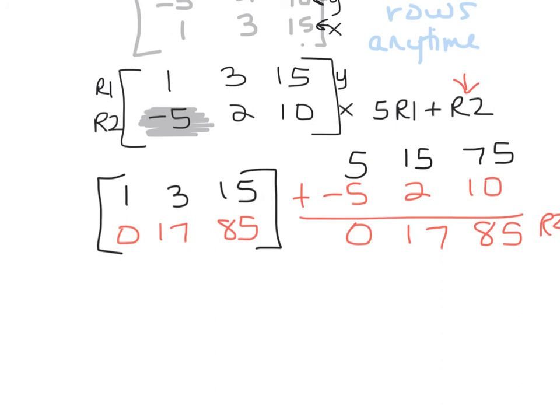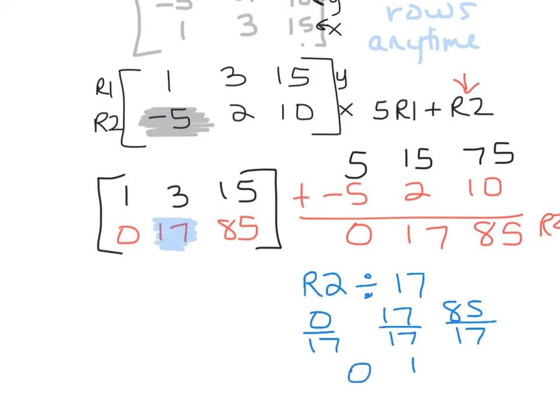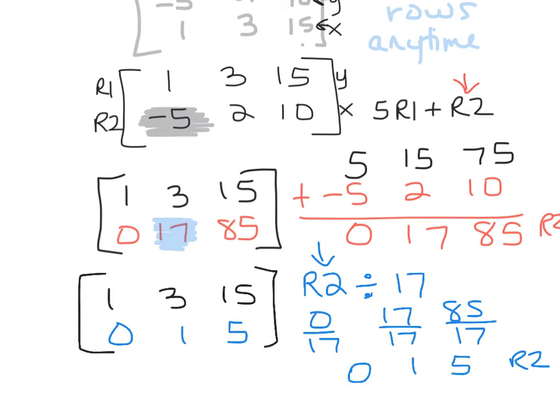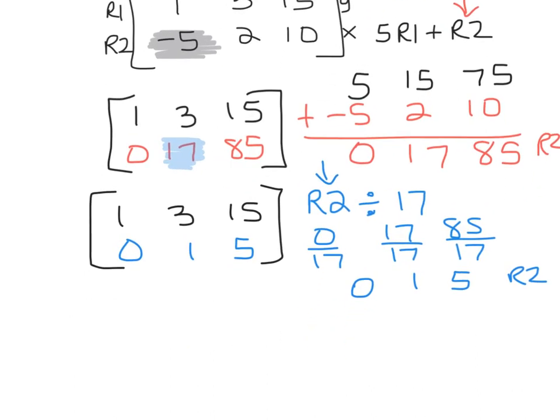And now I need to work on the 17. The 17 needs to turn into a 1. Remember, to make ones, we're dividing. So R2 divided by 17. And when I take that, 0 over 17, 17 over 17, 85 over 17. 0, 1, and 5 is the new R2. R1 is the same. 0, 1, 5. My first column is complete.